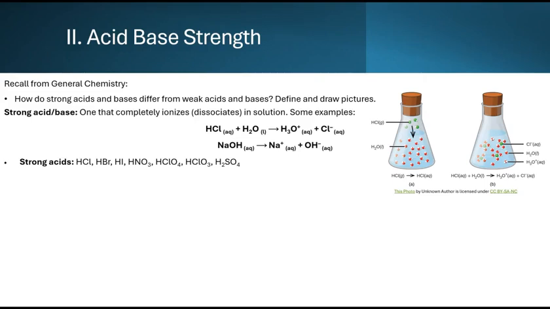Strong acids, there's actually a very short list of them: hydrochloric acid, hydrobromic acid, hydroiodic acid, nitric acid, perchloric acid, chloric acid, and sulfuric acid. Strong bases include group 1A metal hydroxides, soluble metal hydroxide, and oxide compounds. That's because if they're soluble in water, that means they can ionize in water or break apart into its ions.